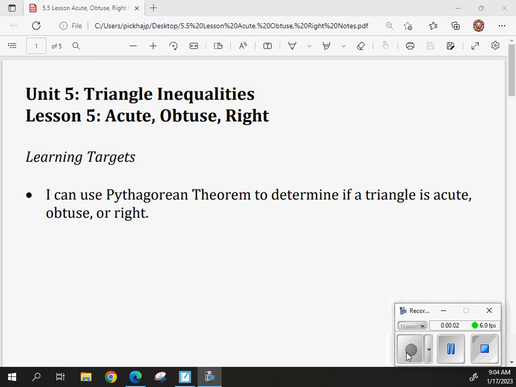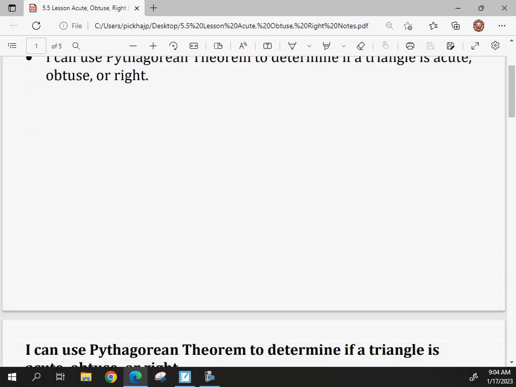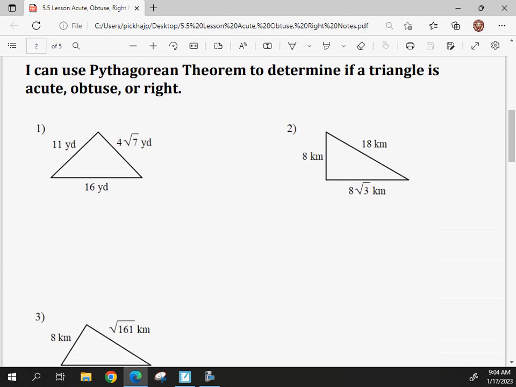Yeah, we have one last lesson when we're talking about triangles and their sides and angles and how they're related. And we are going to decide if a triangle is an acute triangle, an obtuse triangle, or a right triangle by using the Pythagorean theorem if we know how long the sides of the triangle are. So, reminder that the Pythagorean theorem is related to right triangles, but we can also use it to determine if a triangle is acute or obtuse.